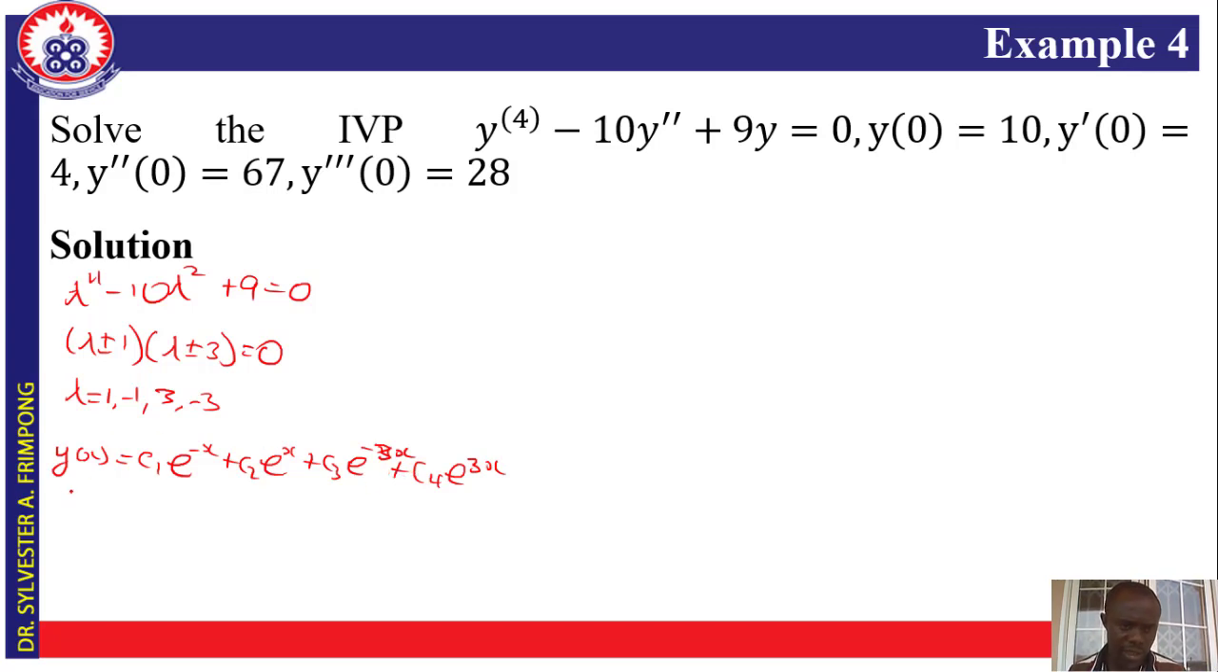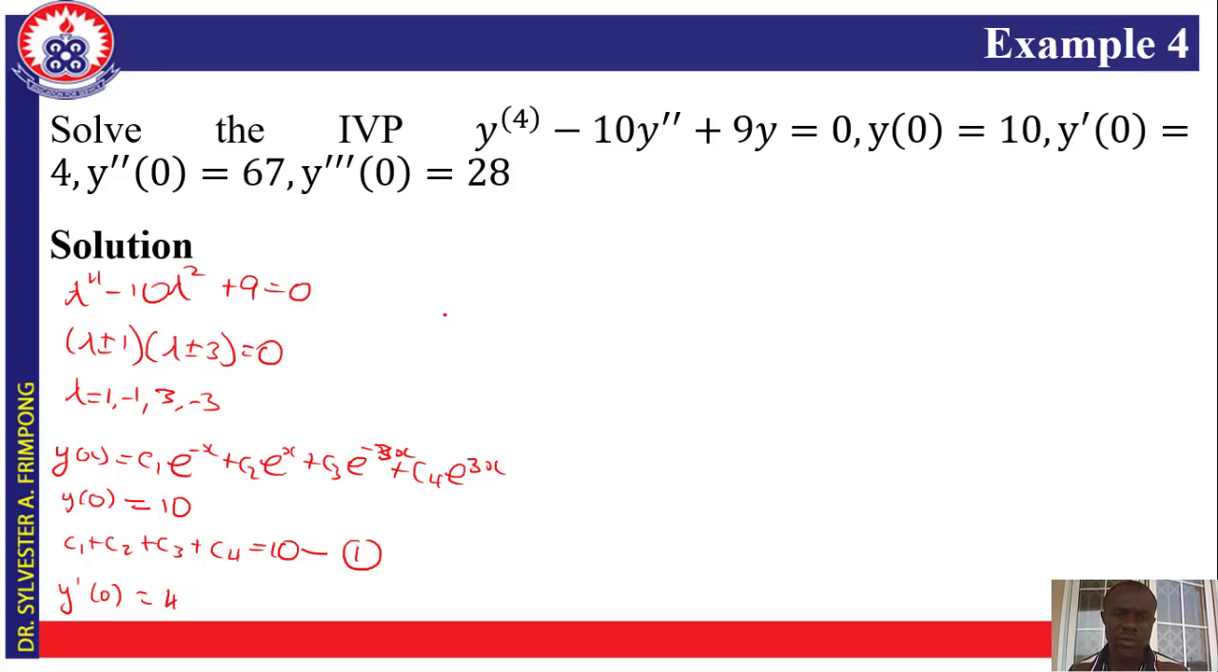Now we have some initial conditions. The first one is y of 0 is equal to 10. When we put x equal to 0 in there, we get c1 plus c2 plus c3 plus c4 equal to 10. We can call that equation 1, because when x is 0, all the exponentials give us 1. Now the second condition is a derivative, y prime of 0, which is equal to 4.